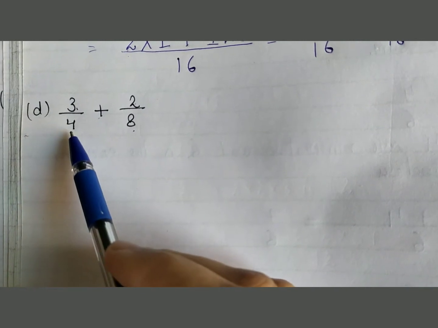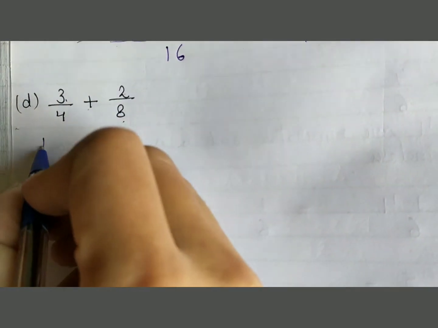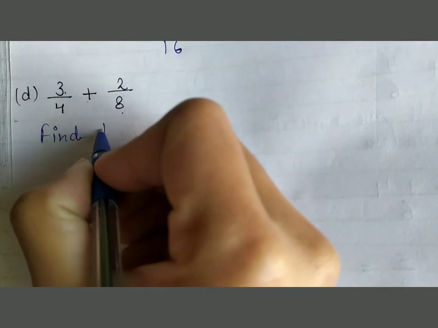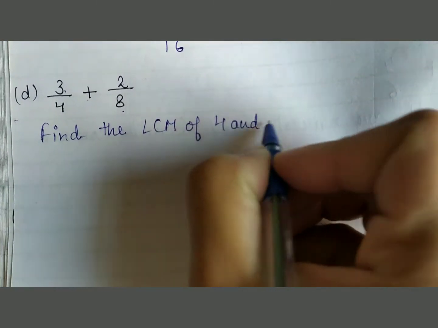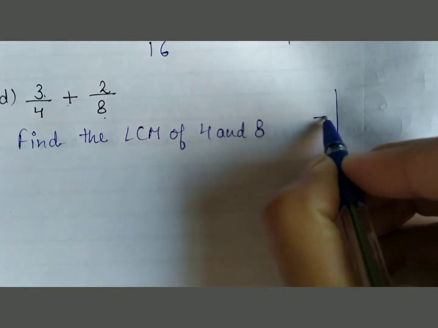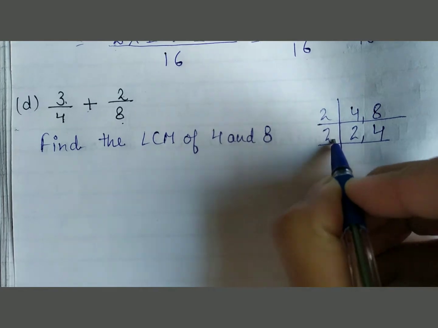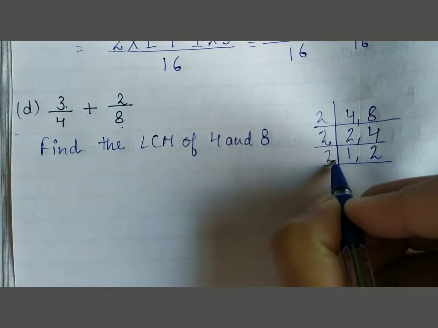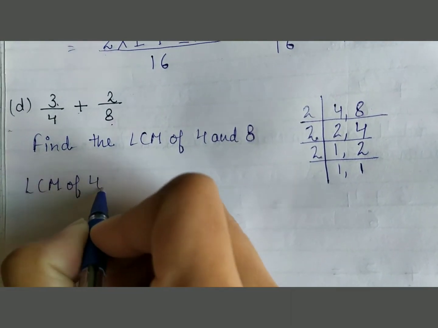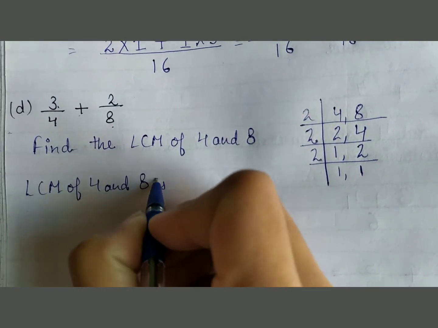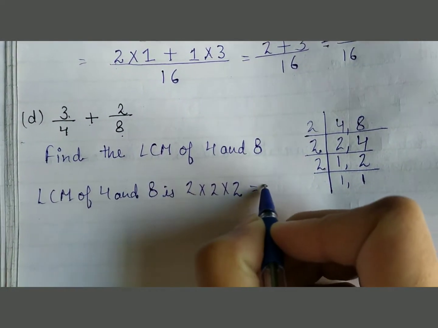Next question is 3 upon 4 add 2 upon 8. Since in this fractions the denominator is not common, find out the LCM of 4 and 8. 2 2s are 4, 2 4s are 8, 2 1s are 2, 2 2s are 4, 1 as it is, 2 1s are 2. LCM of 4 and 8 is 2 multiply 2 multiply 2, that is 2 2s are 4, 4 2s are 8. LCM is 8.